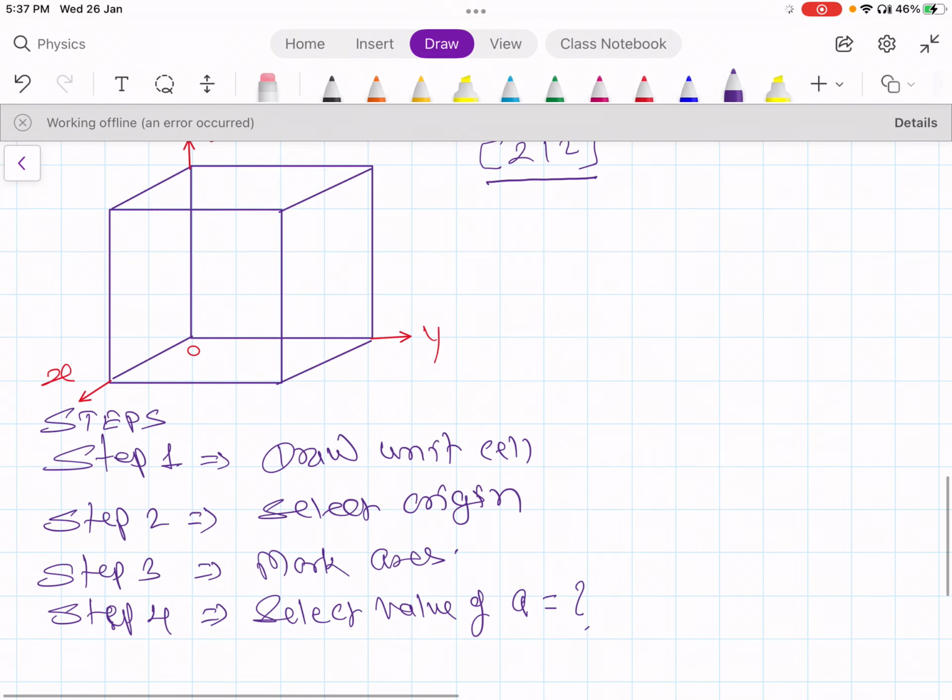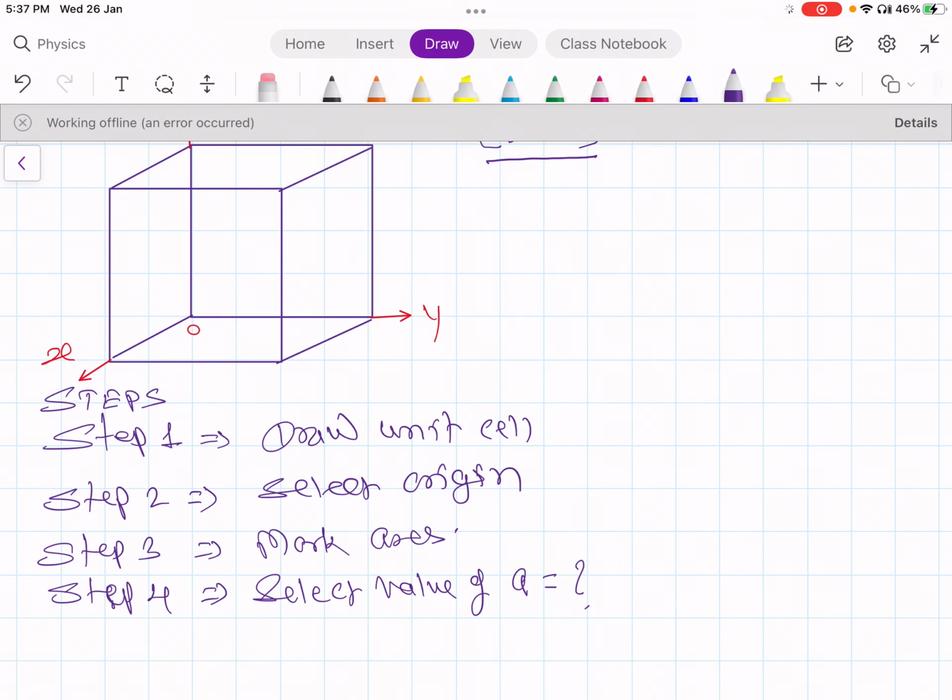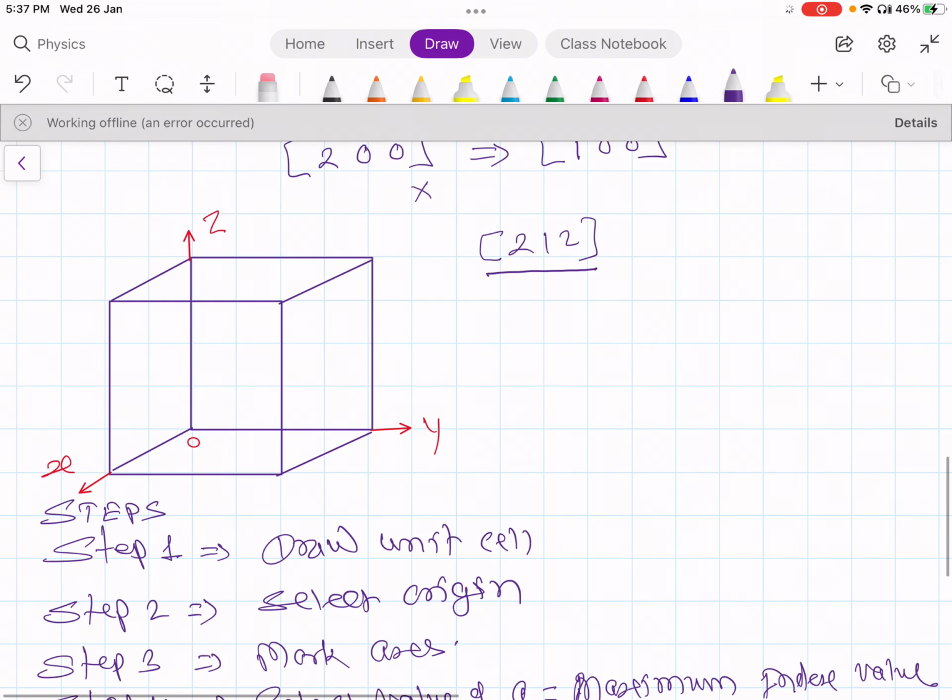Select value of a, and that equals the maximum index value. Now in this case, the Miller indices are 212, the maximum number is 2, so we select a equal to 2.